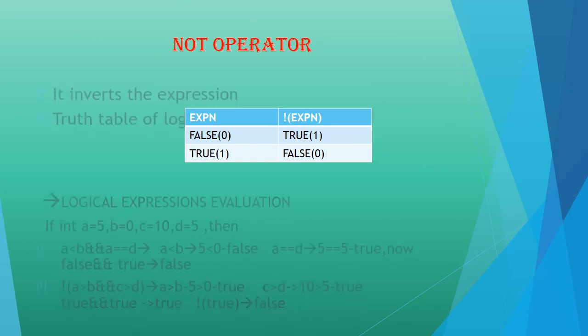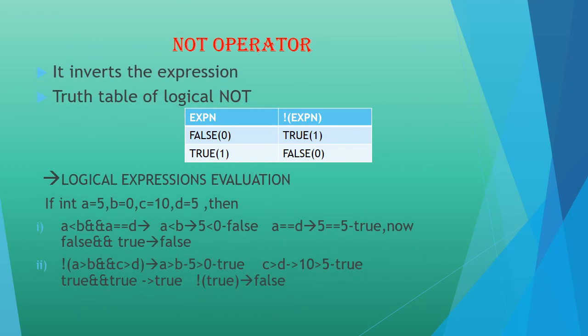Logical NOT operator, that means it is inverting the expression, and the truth table for it has only one expression, only one operand. That means if the operand was 0 then the result will be 1, and if the operand was 1 then the result will be 0. Okay, just the opposite. That is inverting the expression.